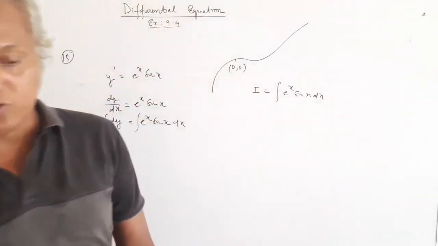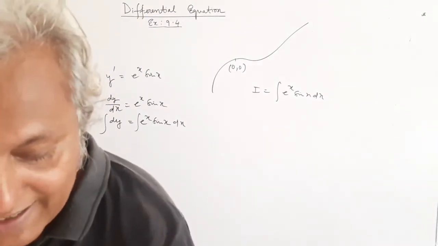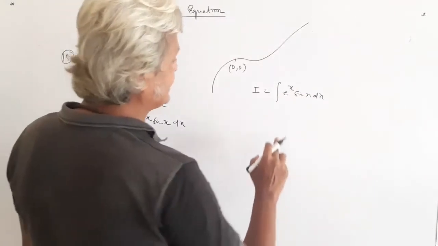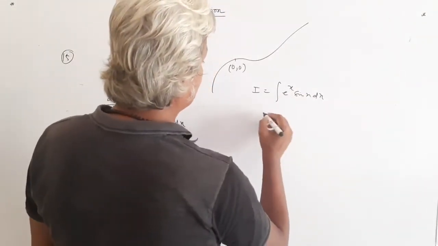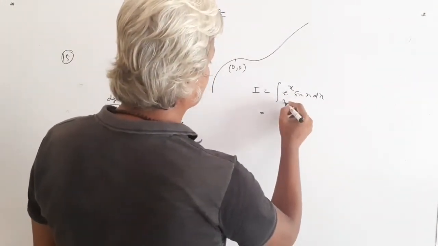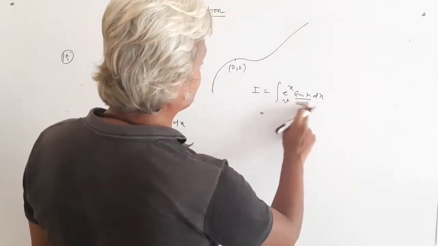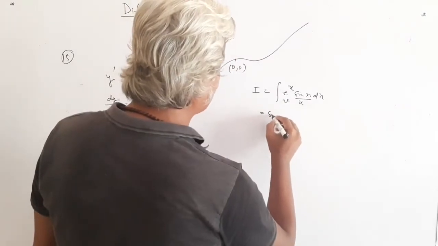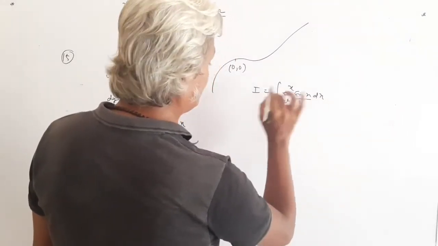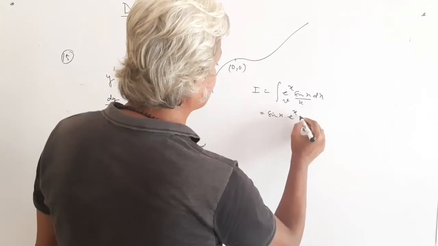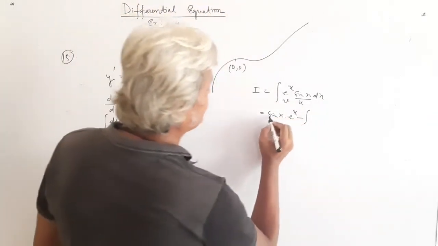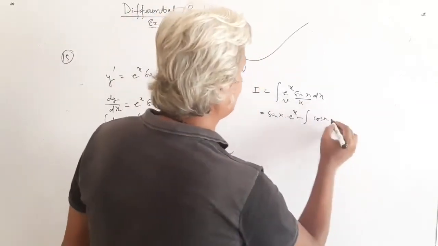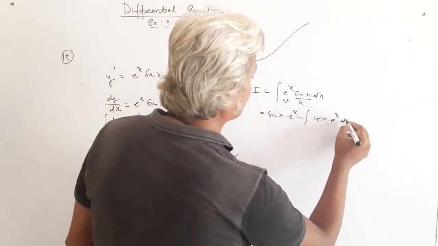So this is the UV rule, and we have to use the property called ILATE, and you know that e to the power x is exponential, which is going to be my v function, because it is lower in priority. And sin x is my u. So I write sin x times the integration of e to the power x, that is e to the power x, minus the integration of the differentiation of sin x, that is cos x, into the integration of e to the power x again, that is e to the power x dx.